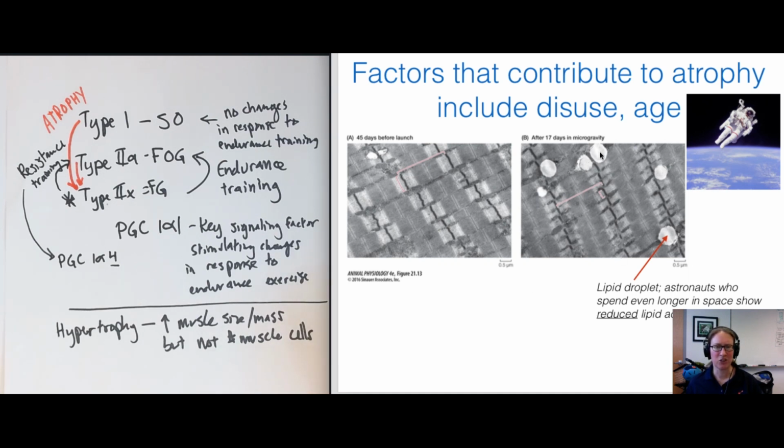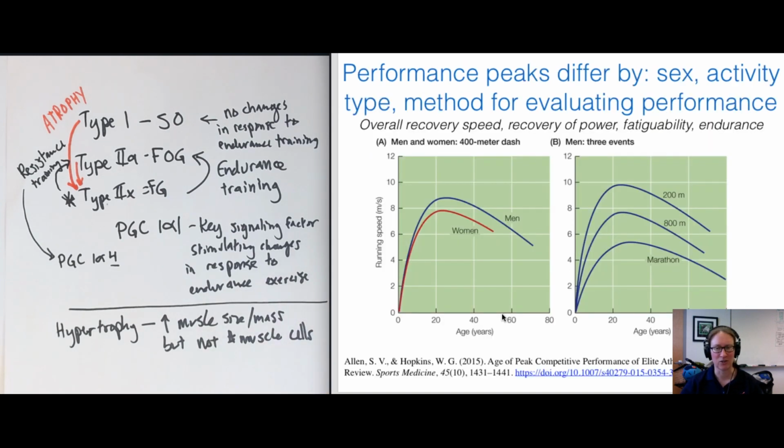This slide also shows us what some of these muscle lipid droplets can look like. I will just note that astronauts that have spent even longer in space also show a reduction in this type of lipid accumulation within muscle, so that's another signature of atrophy. That's a pretty vivid example of changes in response to disuse. But as I also mentioned, muscle atrophy will also occur over the course of aging.